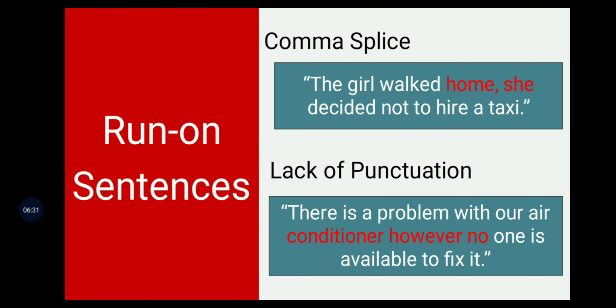So you see, the first part, there is a problem with our air conditioner, is a complete sentence in itself. And however, no one is available to fix it is another one. So these two can be considered independent sentences. So what we could have done here is we could have inserted a semicolon before however followed by a comma after however to make it an accurate complete sentence.